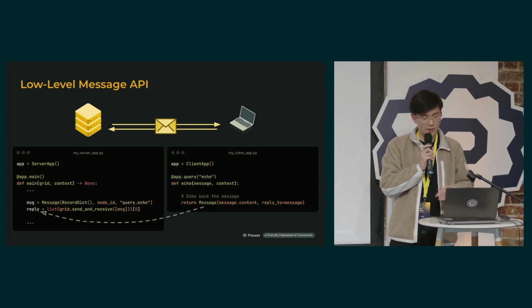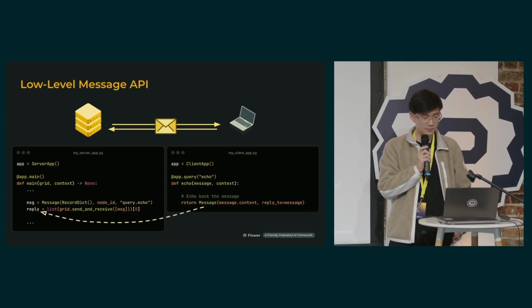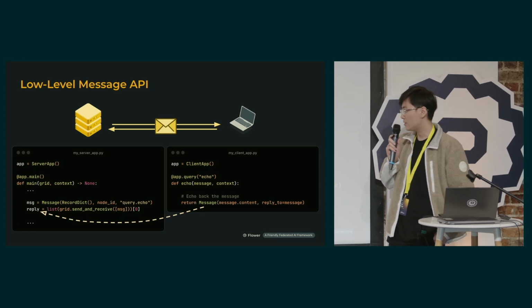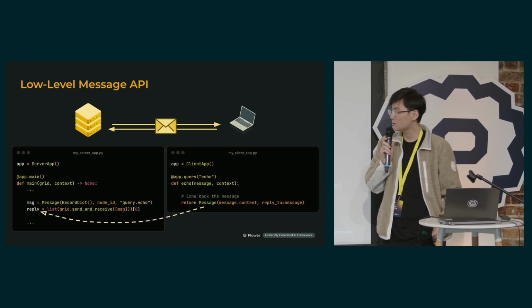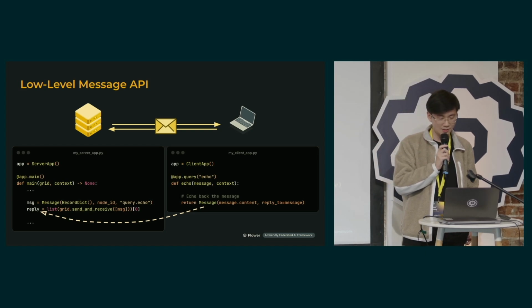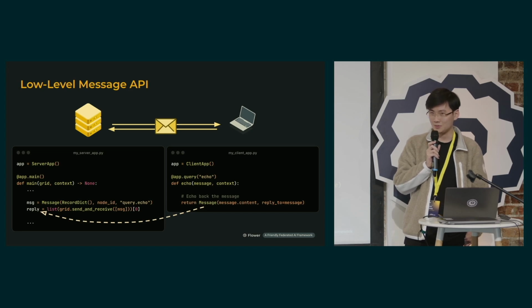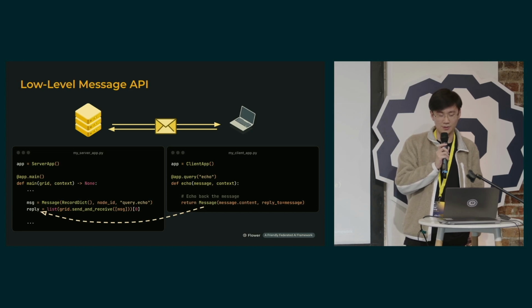And when the client app creates a response and returns it, well, basically echoes it, the same message, or say the same Python object, goes from the client app to the server app again. So that's how the low-level API works. And that's really everything you need to know to get started with the Flower low-level message API.